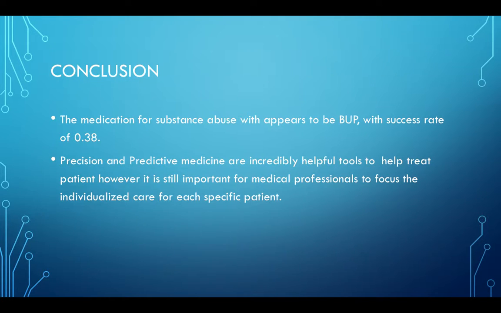So in conclusion, the medication for substance abuse appears to be BUP with a success rate of 0.38. And what I think in conclusion, in totality, is that precision and predictive medicine are incredibly helpful tools to help treat the patient. However, it's so important for medical professionals to focus on individualized care for each specific patient.